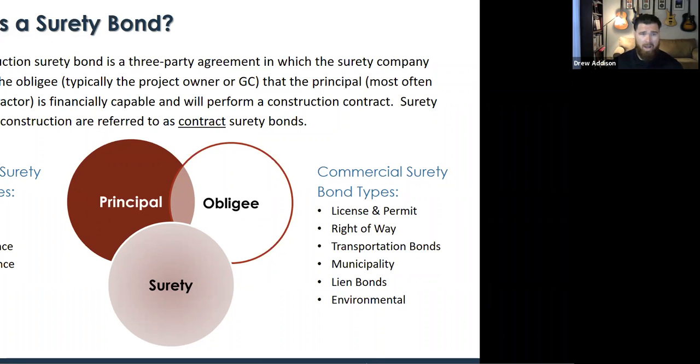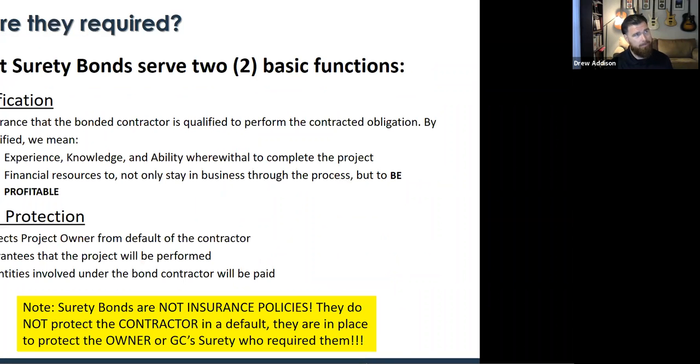And why are these bonds required? There are 2 basic functions of surety bonds. There's the pre-qualification side. A contractor goes through the process, gets a program in place, and goes through an underwriting process, which we'll be talking about. Through that underwriting process, we're pre-qualifying the contractor. We want to know about the experience, the knowledge, and the financial resources, to make sure you are profitable and able to take on this work.